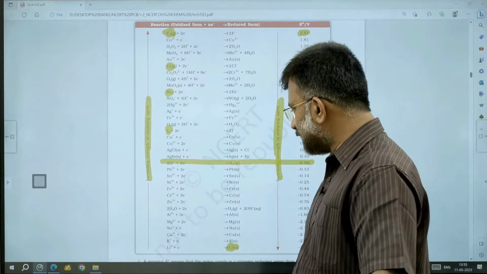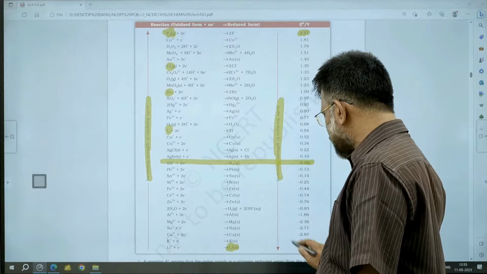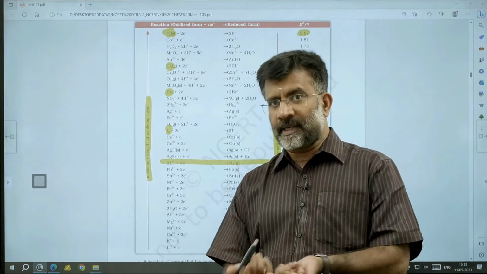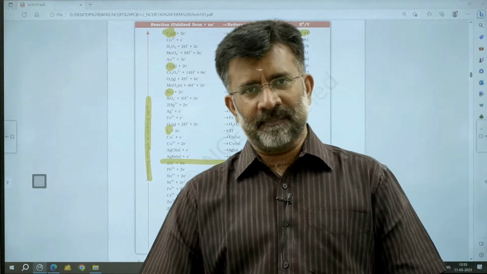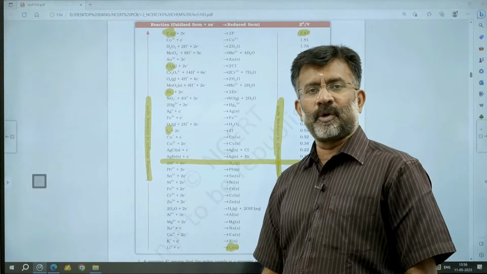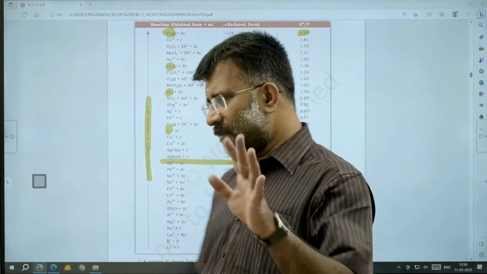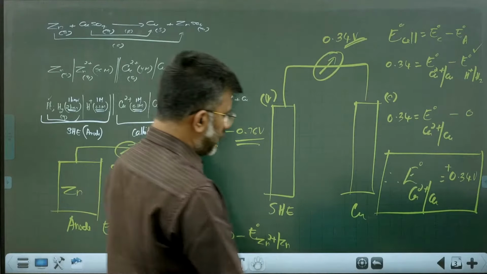Meanwhile, Li+ cannot undergo easy reduction as the potential is negative. It has a negative reduction potential. What does that mean? Lithium will be easily oxidized to Li+. So a negative reduction potential means this is oxidized to this, and that means this acts as a strong reducing agent. So let me make a conclusion. The point is very simple to understand.